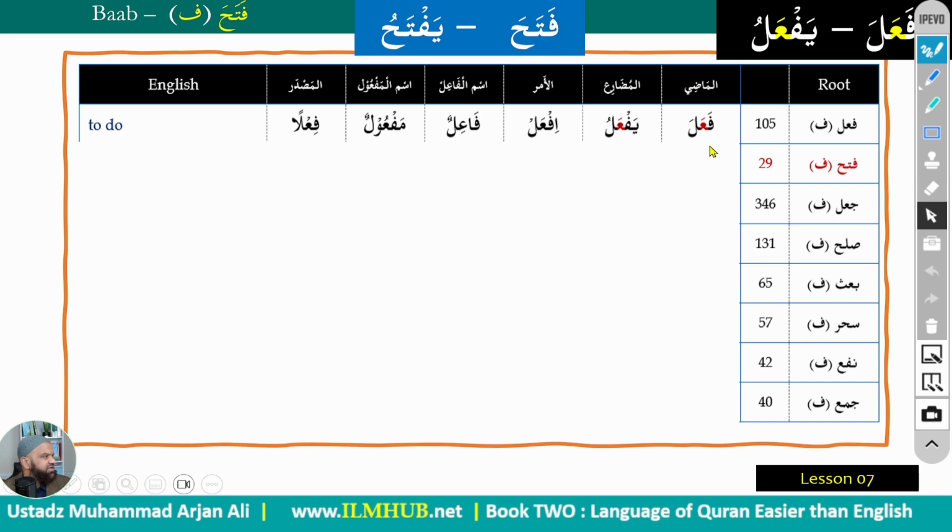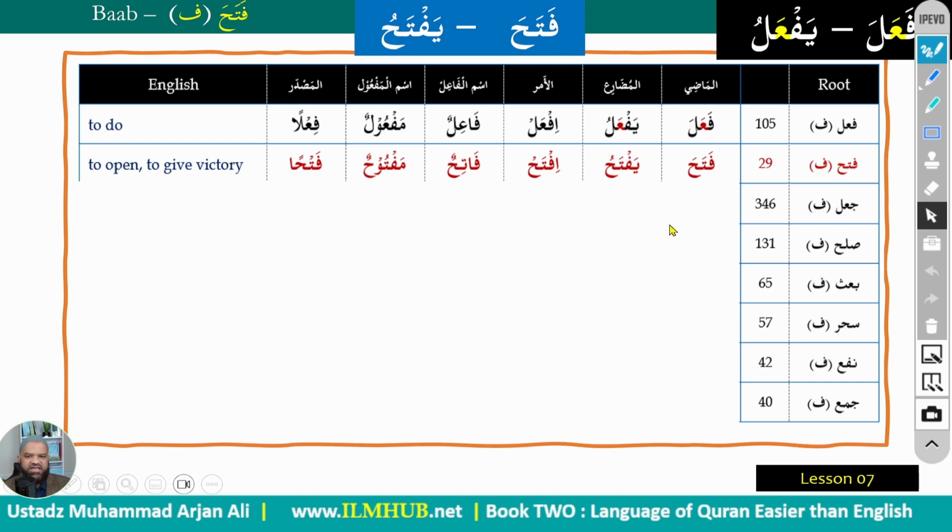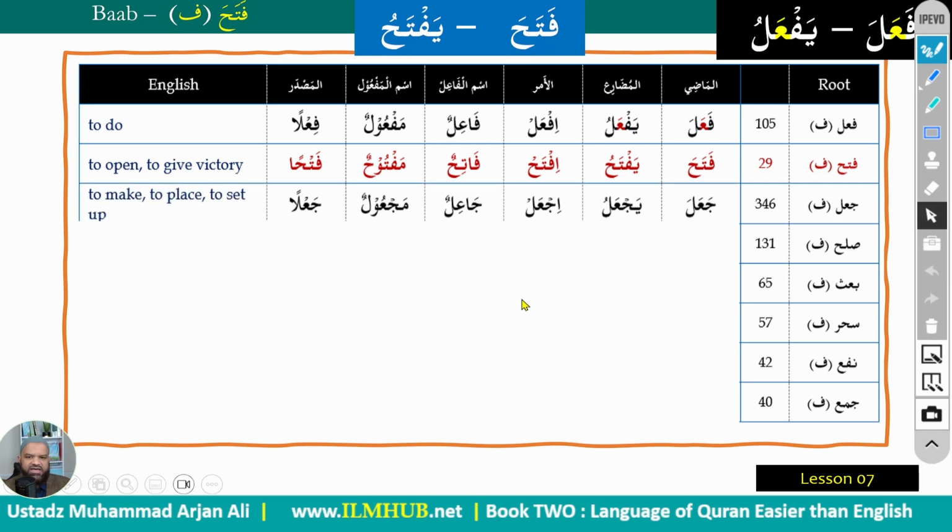So we have the example fa'ala, which is actually a word in Arabic, means he did. Yaf'alu, he does. I've given you the basic translation here because I can't fit the translation of everyone on this slide. This is what the root letters mean. So the example word that we have is fataha yaftahu, to open. So fataha will be he opened, yaftahu, he opens. Next we have the root jim, ayn and lam going to the same pattern. Can you guess what it should be? The madi will be ja'ala yaj'alu.